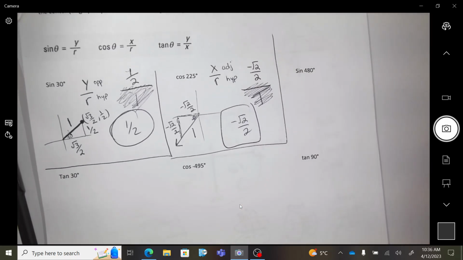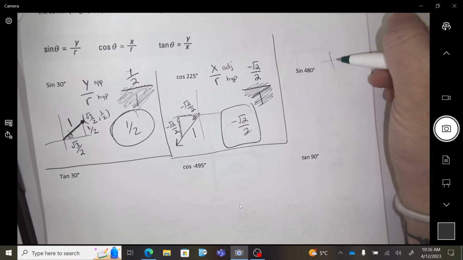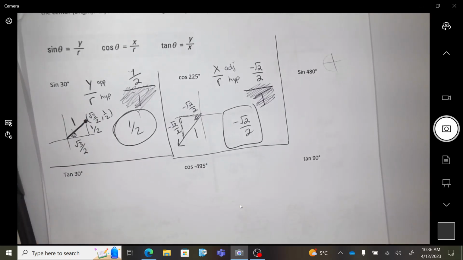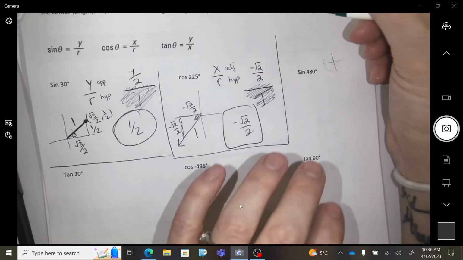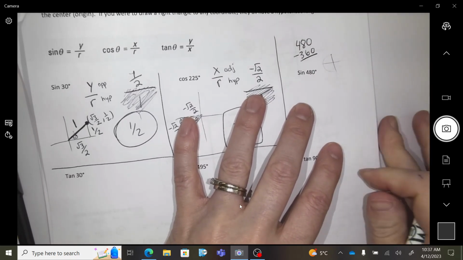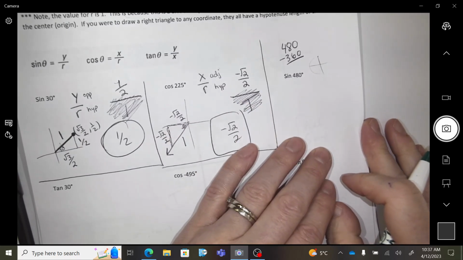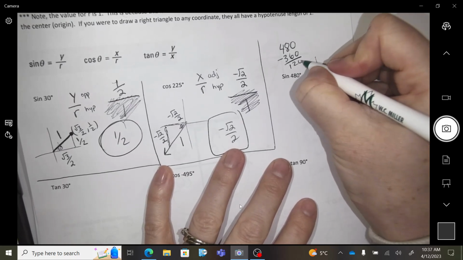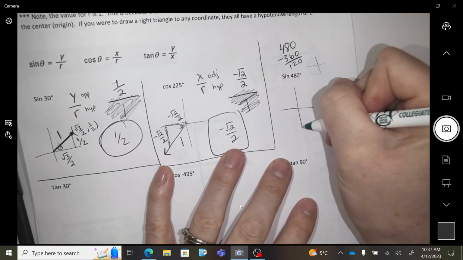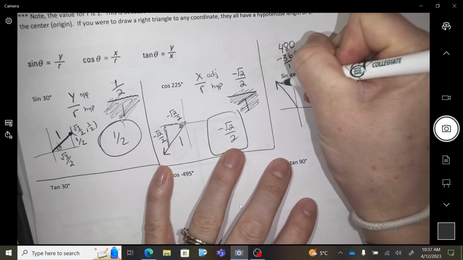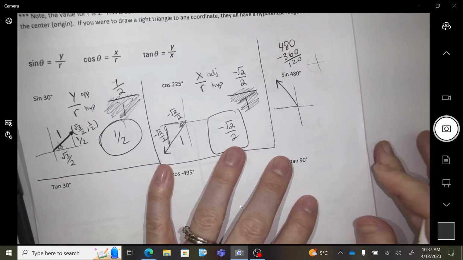Okay, 480. Do you know where 480 is? How do you know where it spins around? And then what else? If I don't have a calculator, I'm going to be doing this: 480 minus 1 full circle, so 120. So there's my landing position.